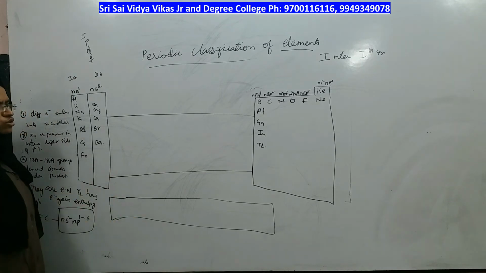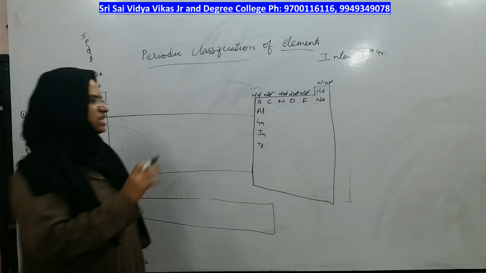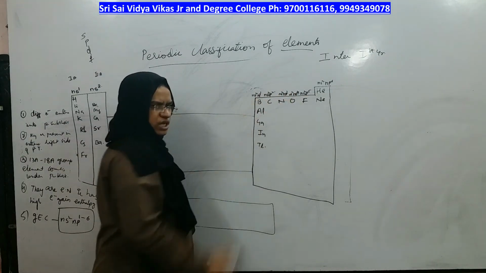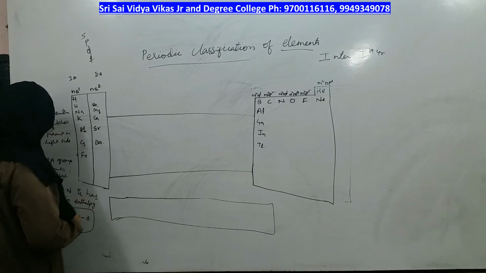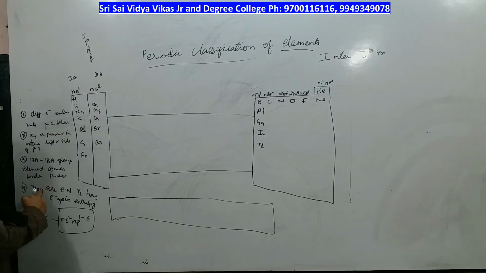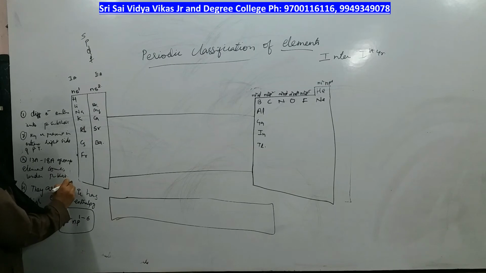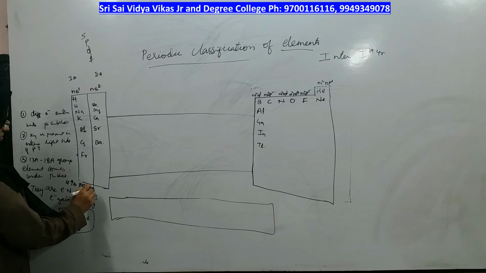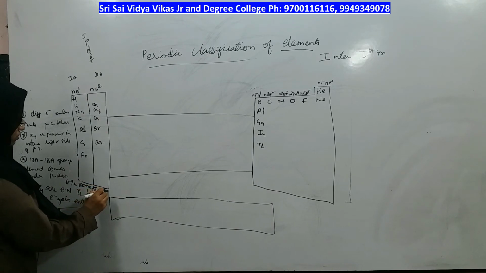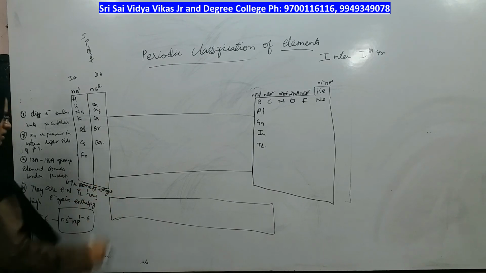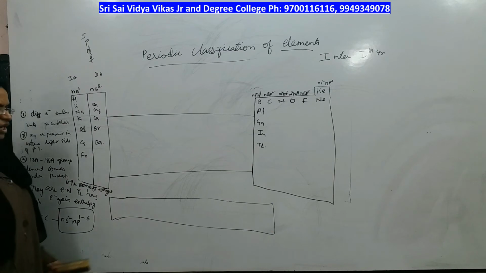In that group, the electronegativity increases from left to right. That point also you have to write. They are electronegative and it increases from left to right, right?